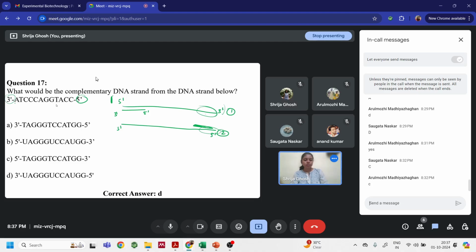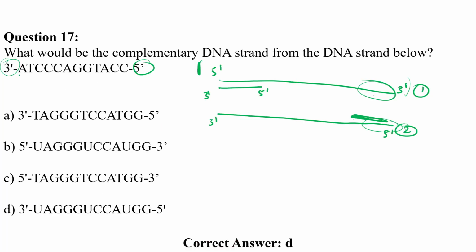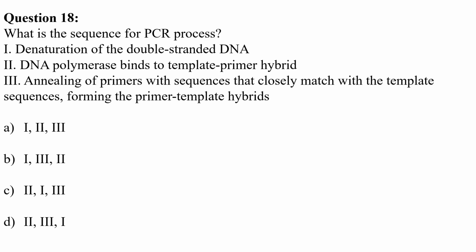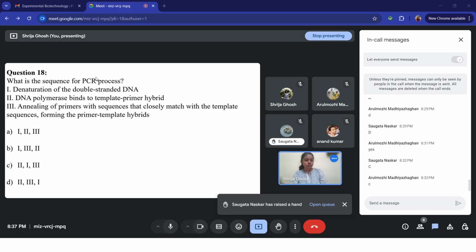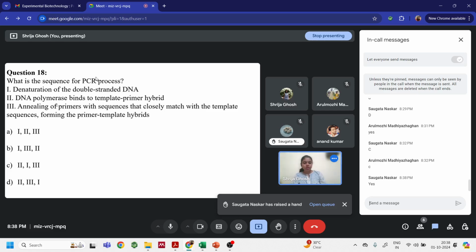I'll move to the next question now. What is the sequence for PCR process? Swagata, you have again raised your hand. Do you have a question? Yeah, ask.